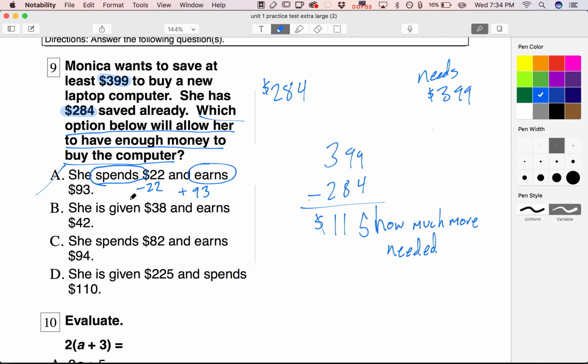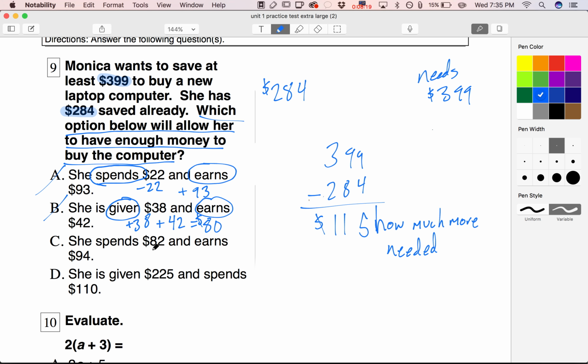She is given, so if she's given, this one's going to be positive. So she earns or has $38, is given that. And then earns is another positive, 42. Question is, is this the 115 that she needs? No, so that would be 70, looks like 80. So this is $80 when you add it together, not 115, so that does not work.